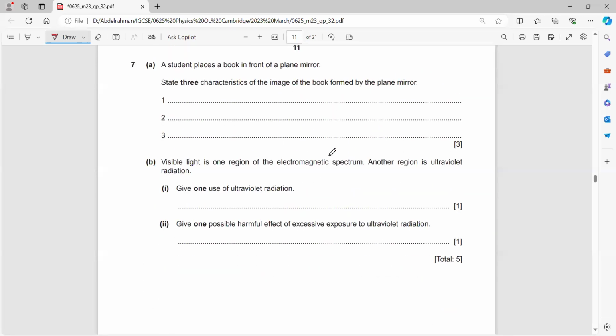State 3 characteristics of the image of a book formed by a plane mirror. Plane mirrors. I need 3 characteristics of an image. Can someone state 3 characteristics? Inverted? Inverted? Yes. Plane mirror. Smaller? Plane mirror.